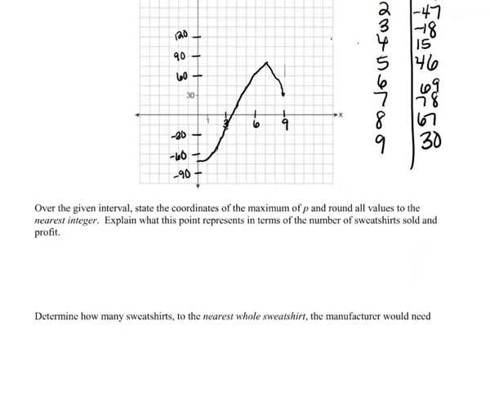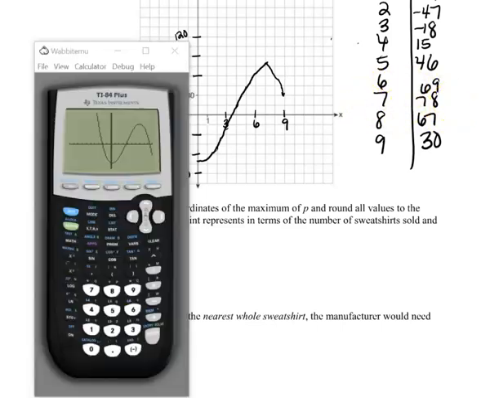Over the given interval, state the coordinate of the maximum of P and round all values to the nearest integer. Explain what this point represents in terms of the number of sweatshirts sold and profit. So ultimately, they want you to use technology to find the maximum, which should be around 778. So I'm going to grab my calculator.